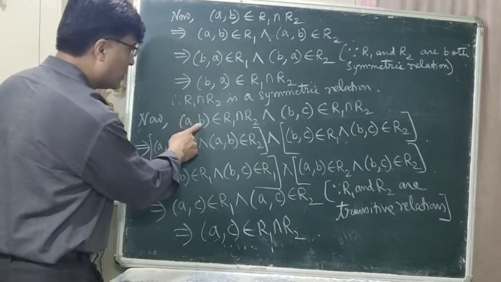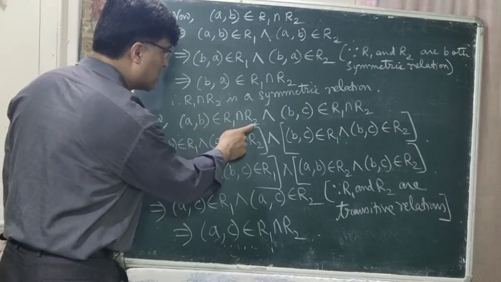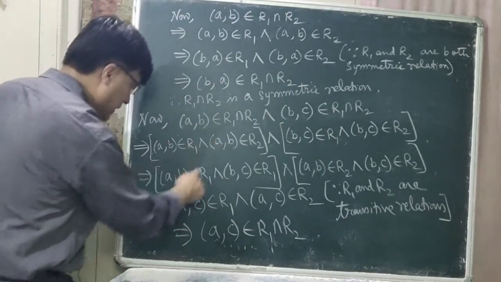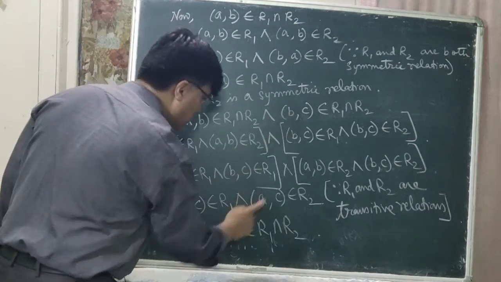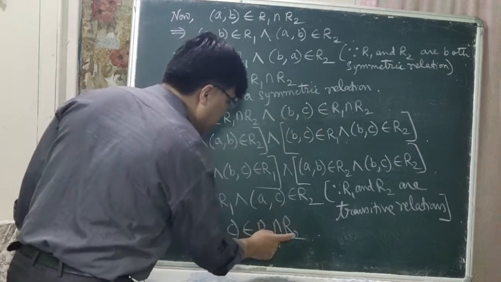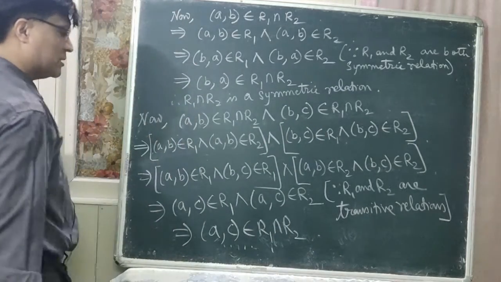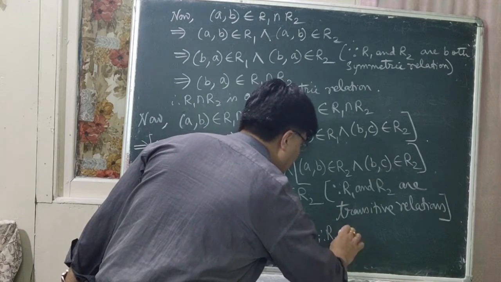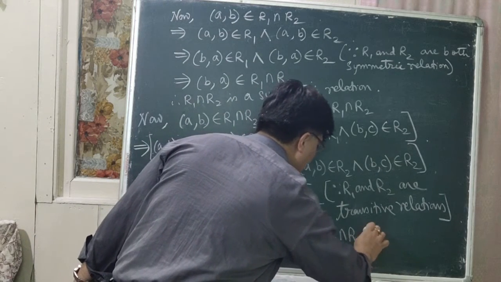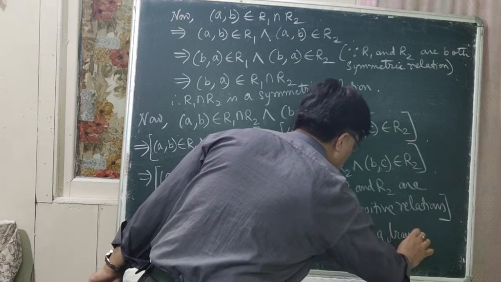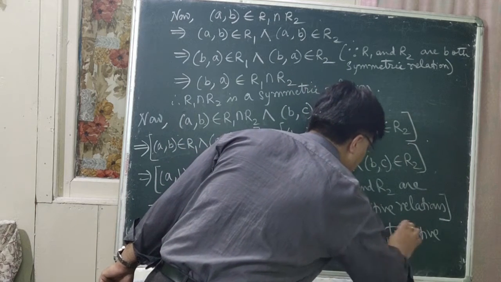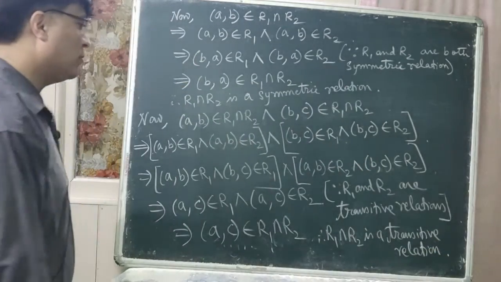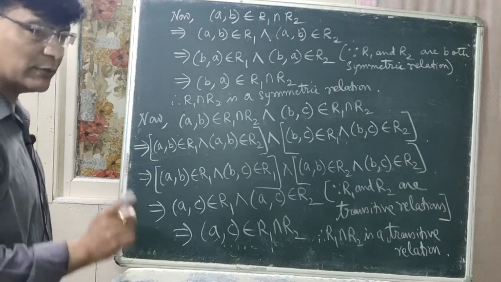Now if (a, b) belongs to the relation R1 intersection R2 and (b, c) belongs to the relation R1 intersection R2, then we have proved that (a, c) belongs to the relation R1 intersection R2. So this is your transitive relation, isn't it? So therefore R1 intersection R2 is a transitive relation.